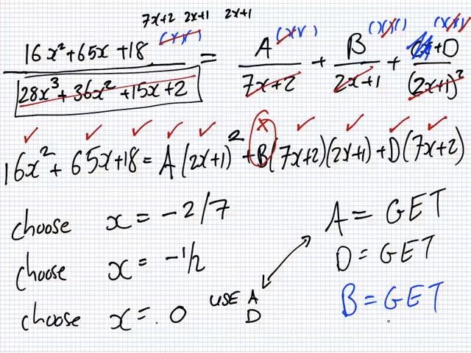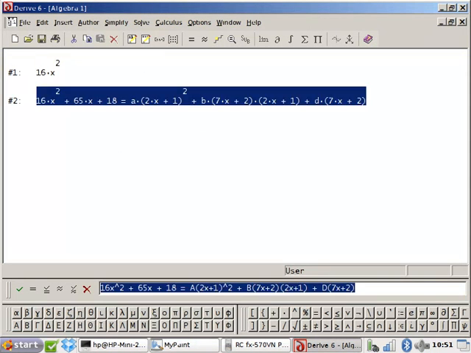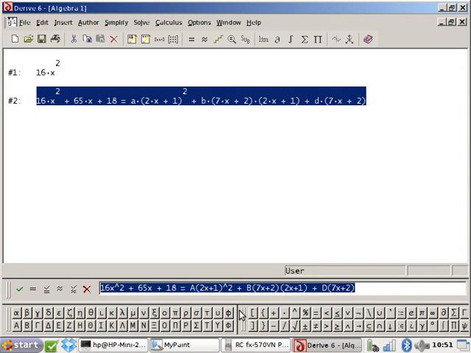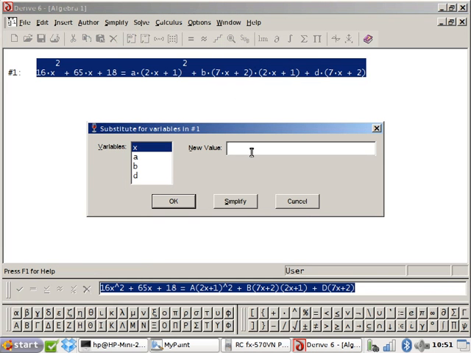A 2x plus 1 squared. Is that right? 16, 65, 18, 2x plus 1 squared, 7x plus 2, 2x plus 1, 7x plus d. Okay, let's do this one together. So, Jerry, what was the first value you used here? For x, what was the first value used for x? Minus 2 over 7. Is that what you did first? Yeah. Okay.